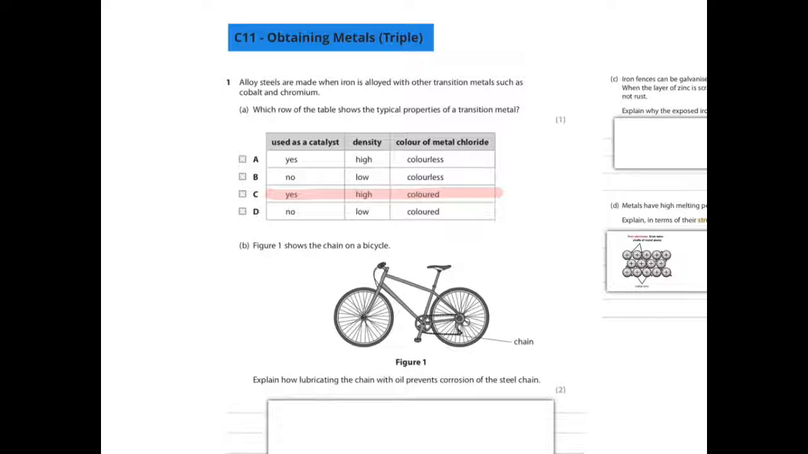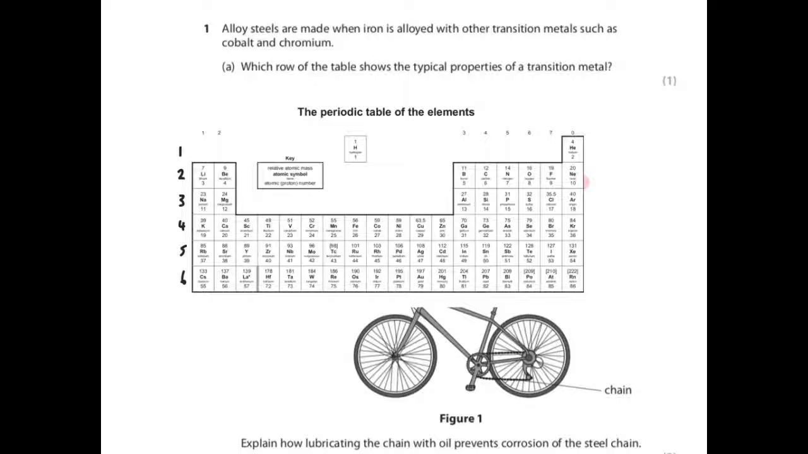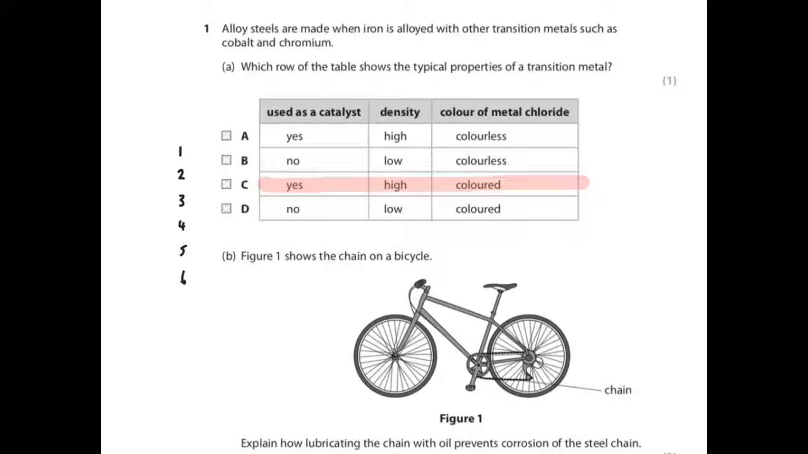So transition metal, if you remember, is any metal that is found in this middle block of the periodic table, and they have certain properties in common. Most of these properties you just associate with normal metals anyway. So for example, they have a high density, metals have a high density.